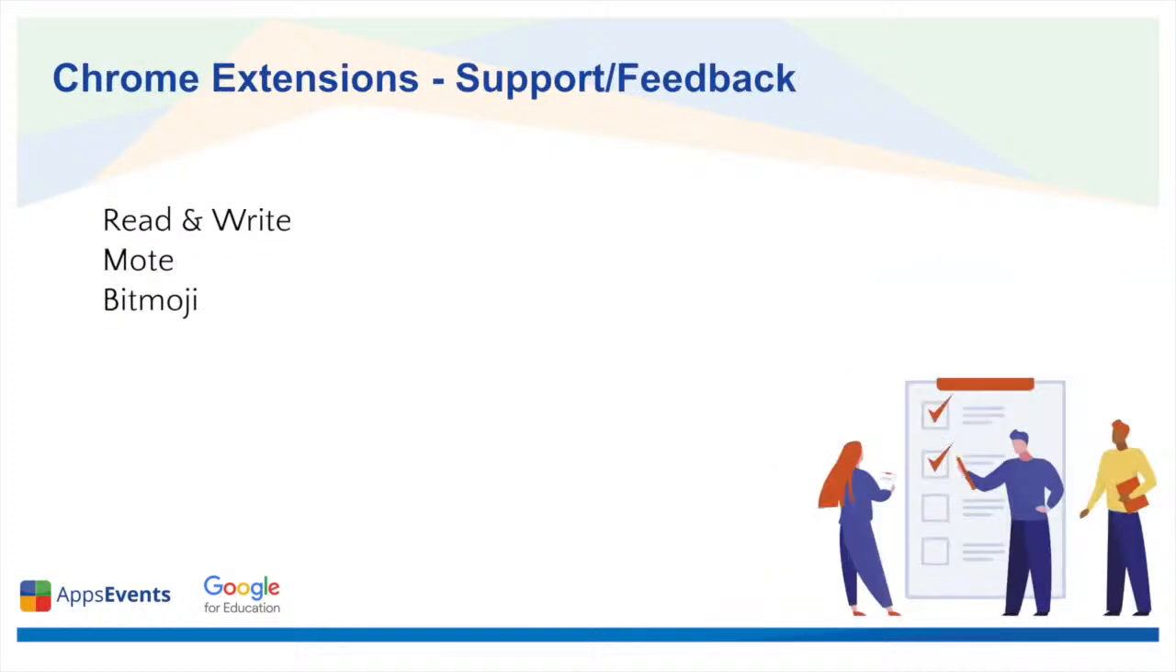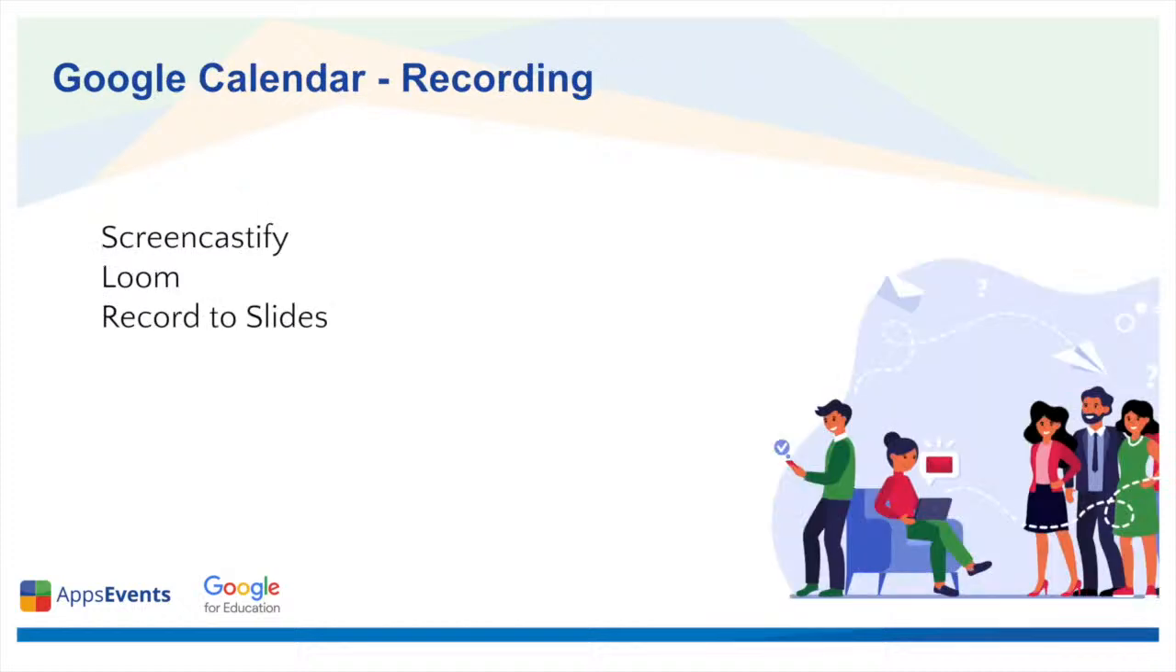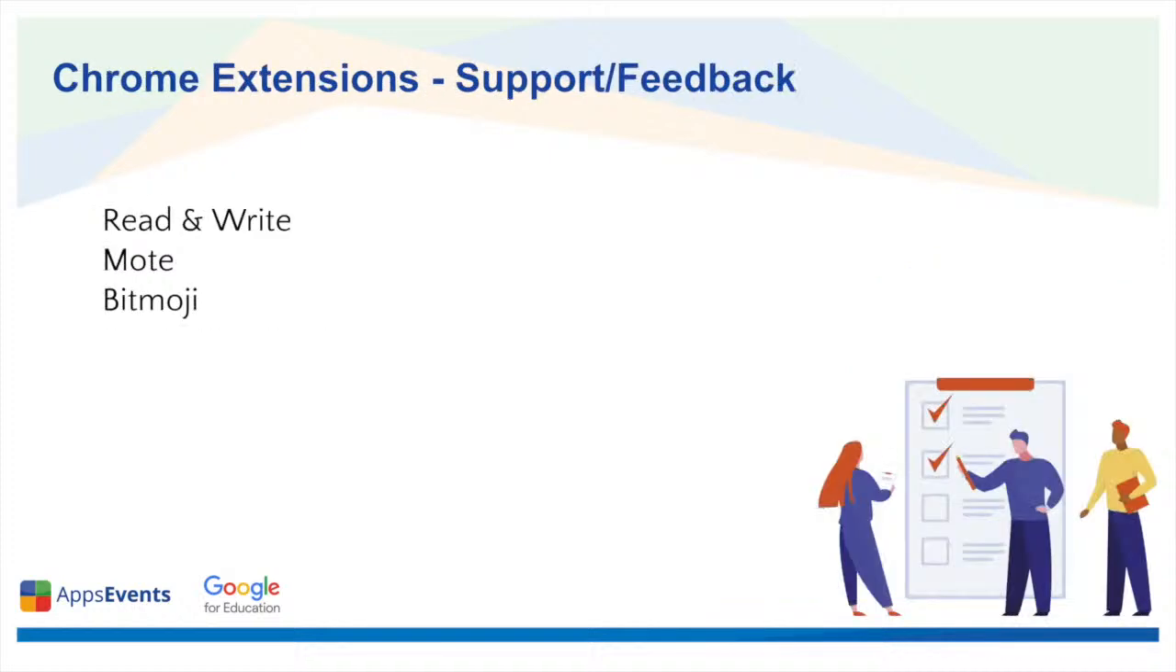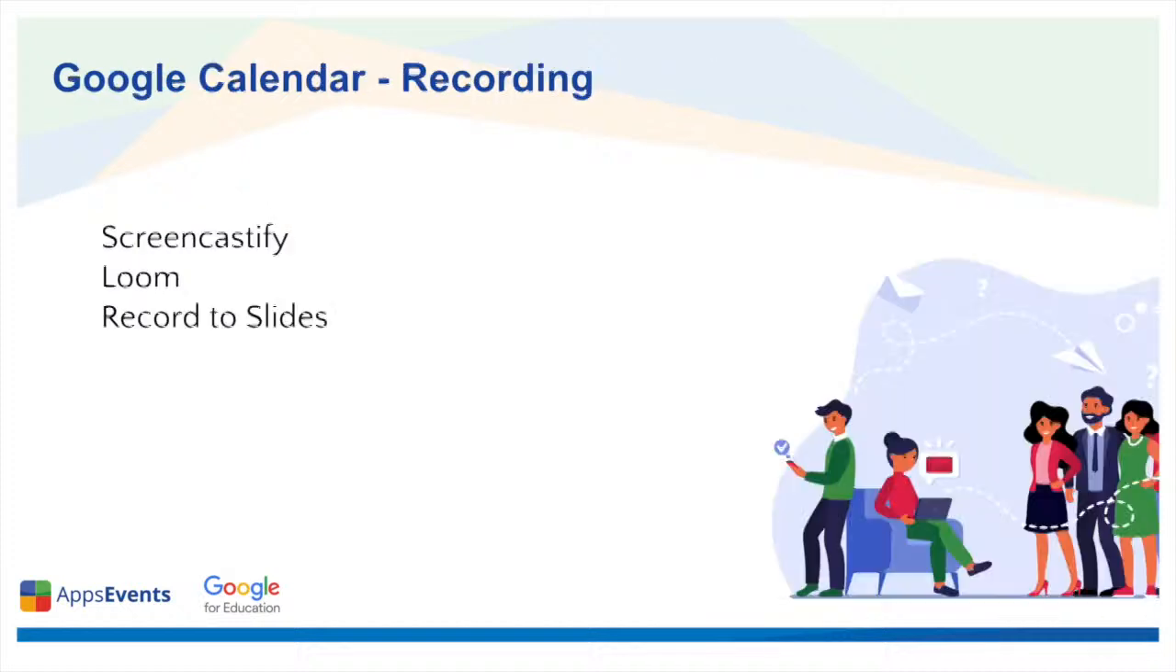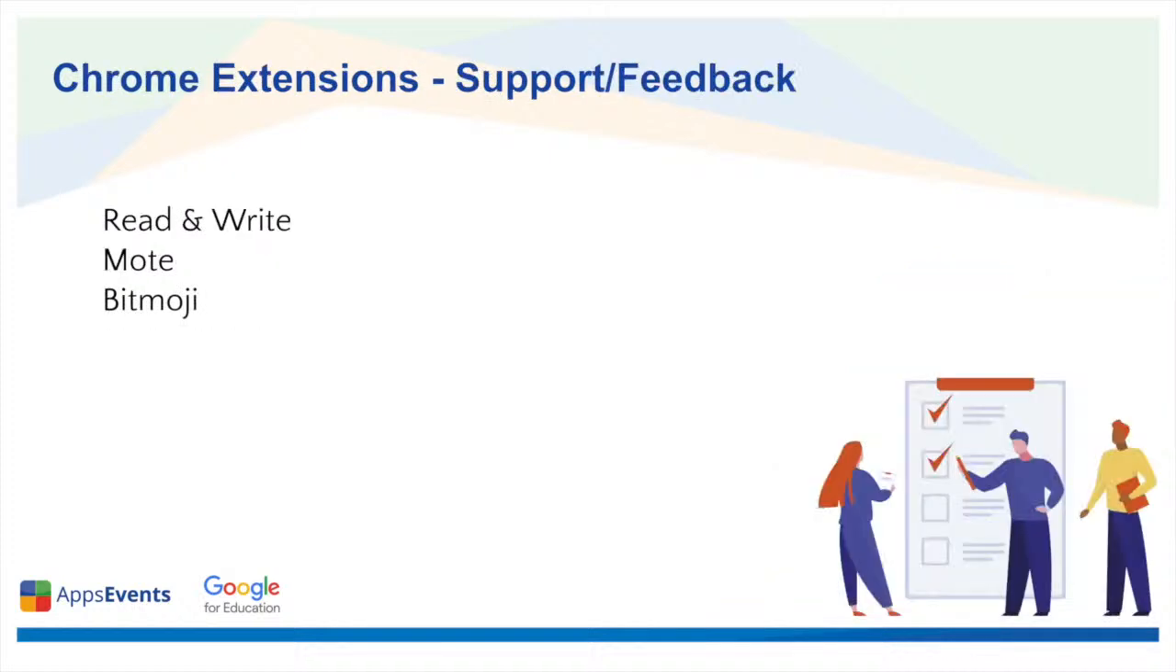The next extensions we're going to look at are support and feedback. I would also look at record to slides as a great way to offer feedback. If students are submitting work to you that's a Google slide presentation, why not record your feedback to them? Add a slide at the end and record your feedback, especially in a world where we're currently maybe not as connected, or not as close as we used to be. An actual video feedback would probably go down well with students.